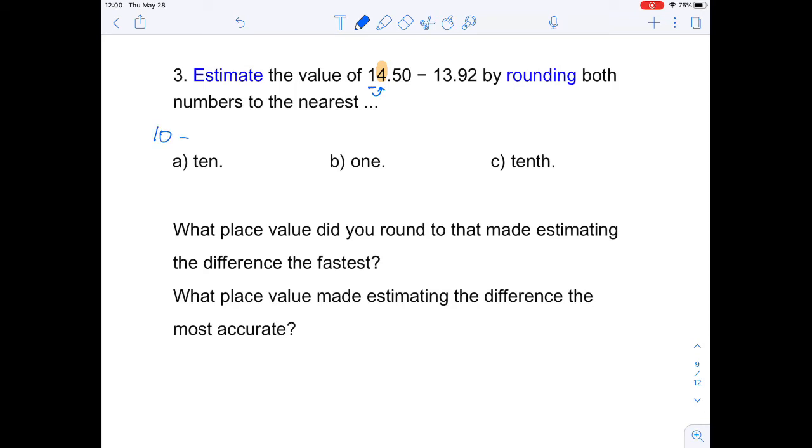14.5 is rounding down to 10 minus, here's the 10 spot, this one's a 3, so that's also going to round down to 10, and 10 minus 10 is 0. Now I am rounding to the nearest 1. Here's the 1 spot. I'm looking behind to round. So 14.5, I'm going to raise the score to 15. 13.92, I'm going to raise the score to 14. And 15 minus 14 is 1.